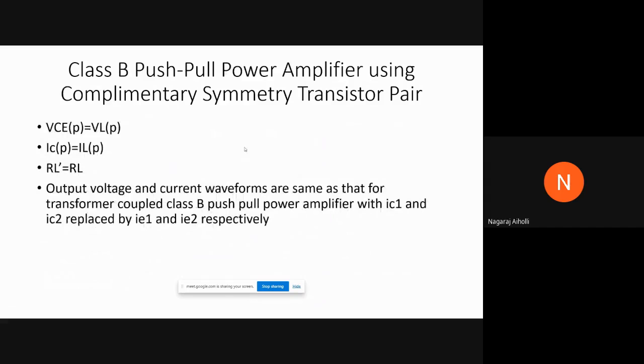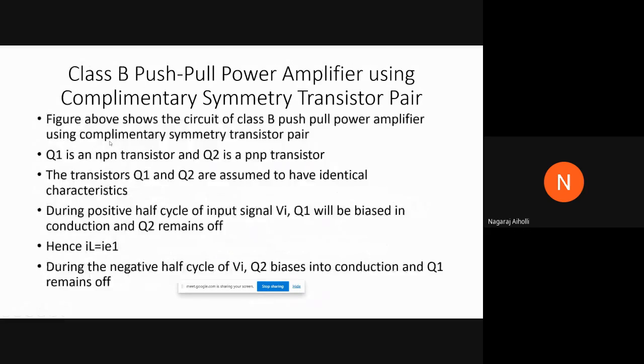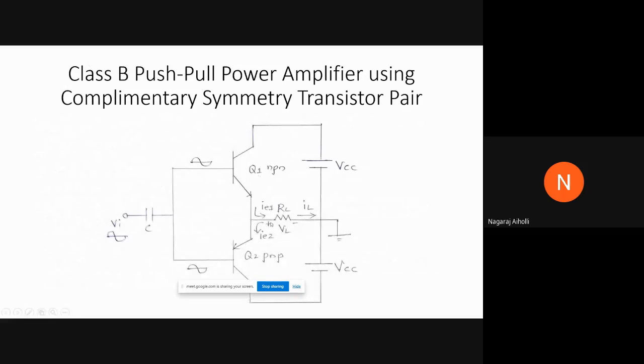Because of that, there will be certain modifications. VCE peak is equal to VL peak. That is, the collector to emitter voltage is nothing but the load voltage, because the only resistance in the circuit is RL. And the collector current will be equal to the load current, because the collector current is almost equal to the emitter current. Base current is very small.